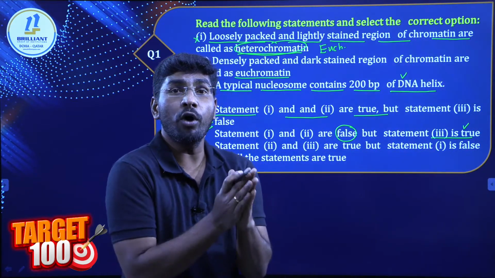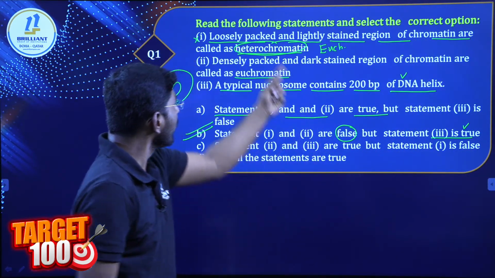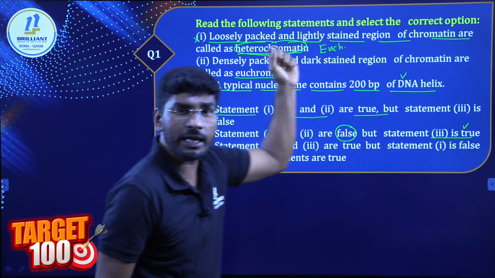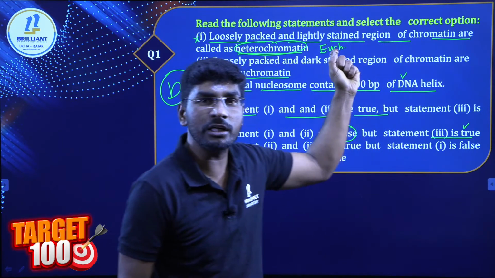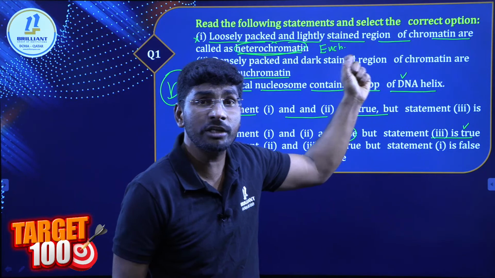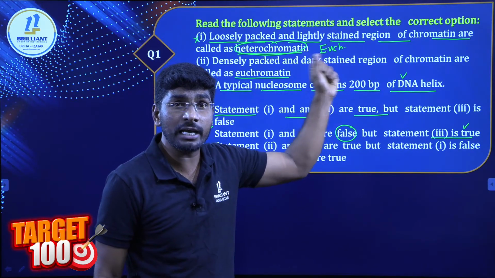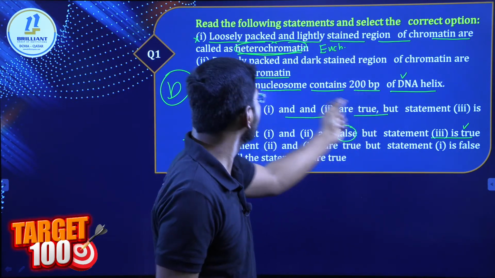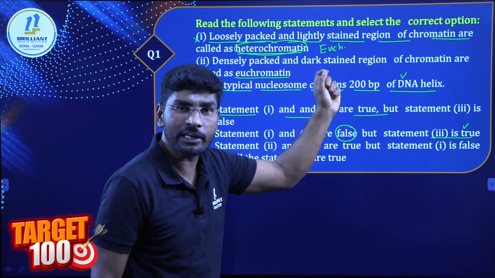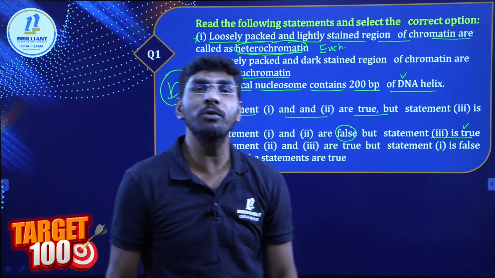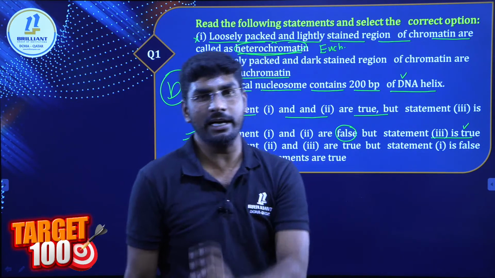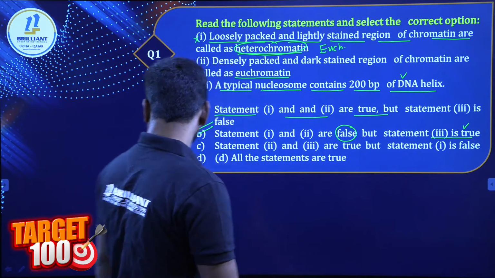So tell me here, out of these 2, euchromatin and heterochromatin, which of these 2 is transcriptionally highly active? Euchromatin is highly active. Heterochromatin is inactive or less active, we can say. Right. Look at the next question.